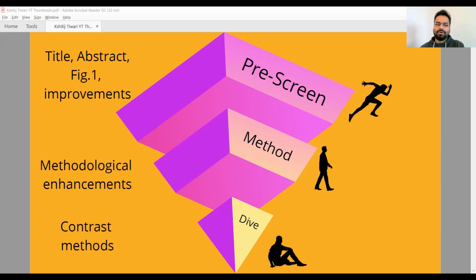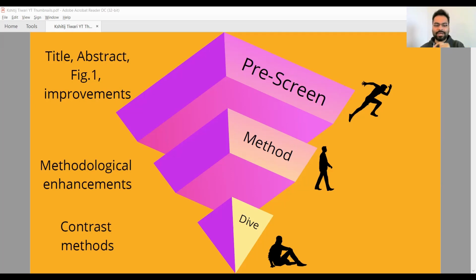Okay. So by this stage, you have done the pre-screening and you have done a quick sorting of the papers that are relevant to you. Then you have done the method screening, which means you have understood what original method or an enhanced version of the method is being used by each of these papers. Now the last and final step. So at this stage, you went from sprinting to walking. Now you sit down, which means deep dive. This is where you start going through the paper from start to finish.